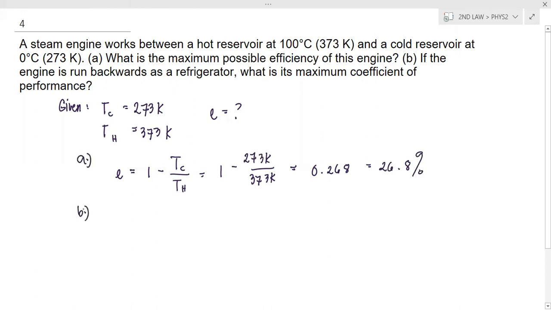For letter B, if the engine is run backwards, it will become a refrigerator. So what is the coefficient of performance? Now note that our coefficient of performance is given by QC over work.